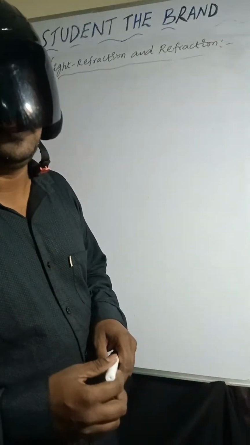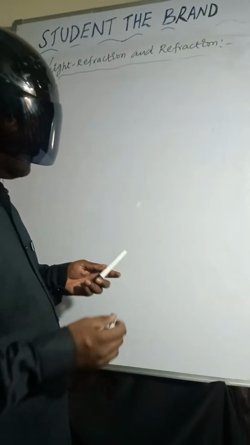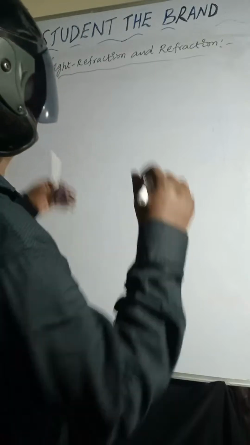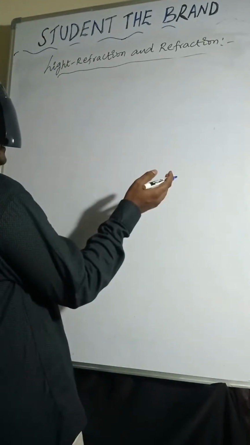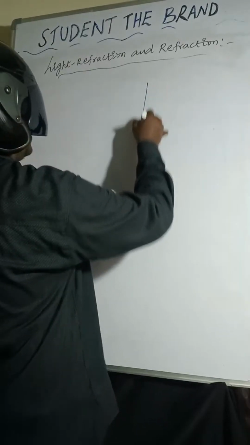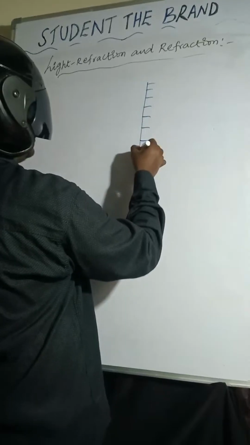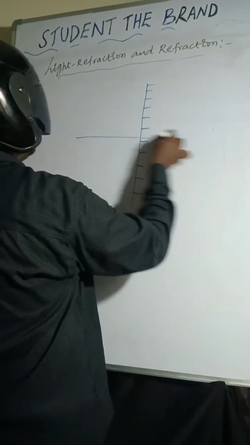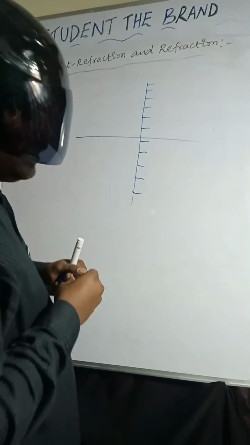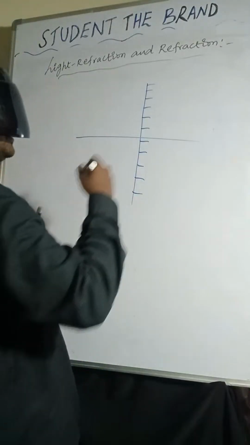Okay. Now you can see here. Object is real, image is virtual. Now you are taking the plane mirror. So I am taking the plane mirror here. The object I am considering here, this object.